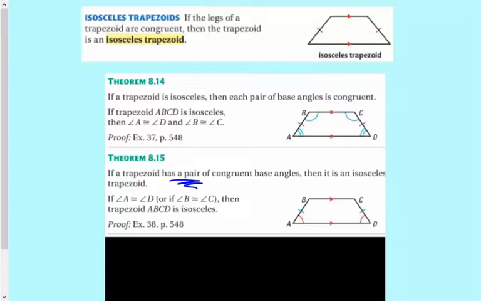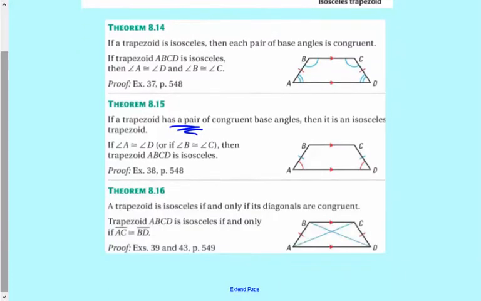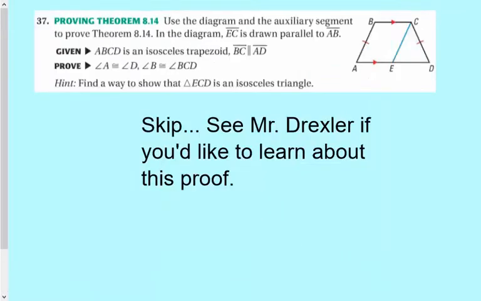And then the last one is an if and only if statement. If the diagonals are congruent, then it's an isosceles trapezoid. Or if it's an isosceles trapezoid, then the diagonals are congruent. That one is an if and only if statement, it goes both ways. There you go. So those are some special things about isosceles trapezoids.